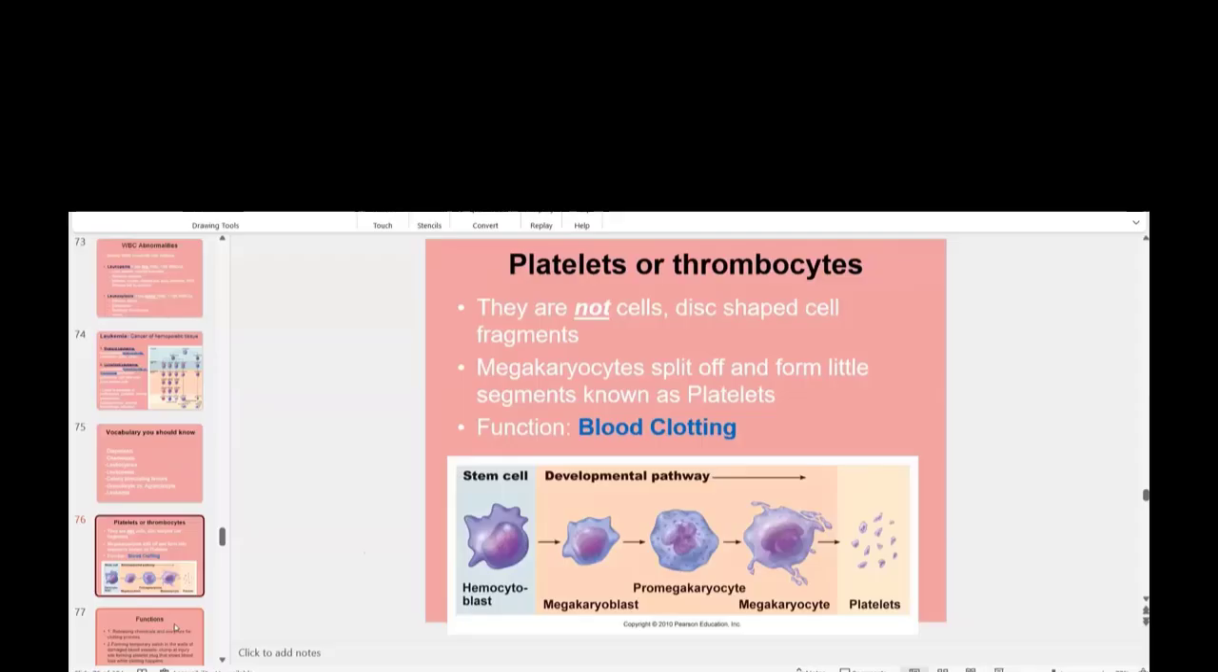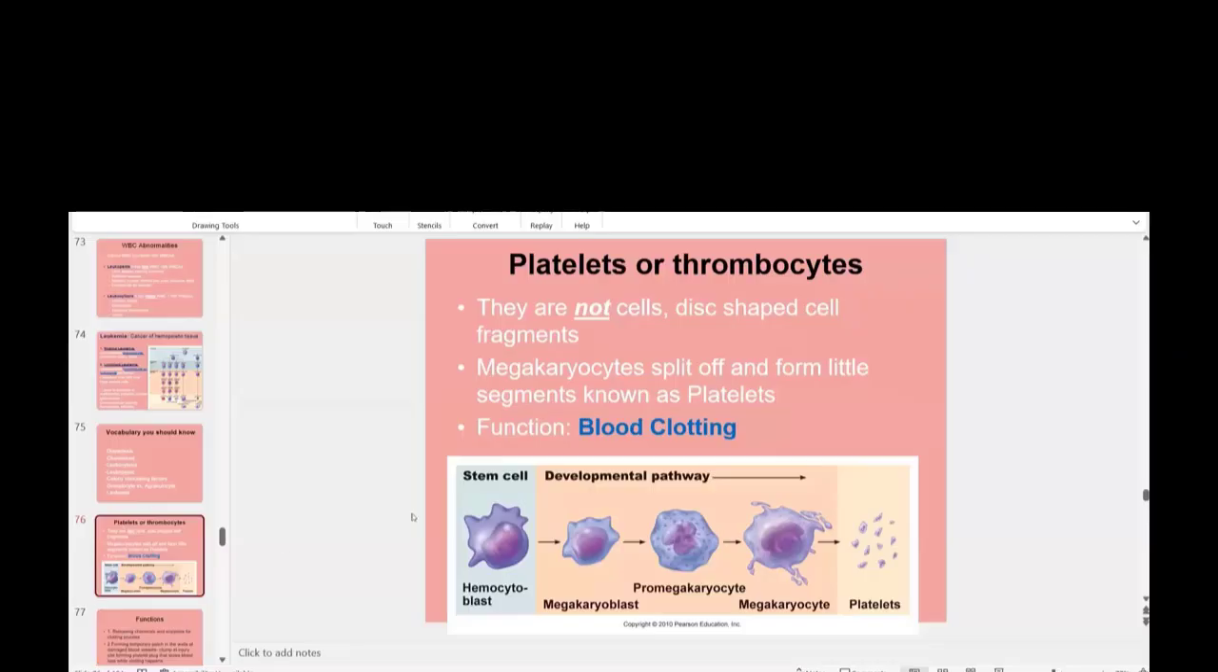Platelets are also called thrombocytes. So we talked about RBC, we talked about WBC, the granulocytes and the agranulocytes. Now let's go to the blood platelets or the thrombocytes. And blood platelets, their most important role is in clotting. They are not cells, they are disc-shaped cell fragments. So we are not going to typically call them a cell, but rather a cell fragment or a broken piece. Megakaryocytes split off and form little segments known as platelets.